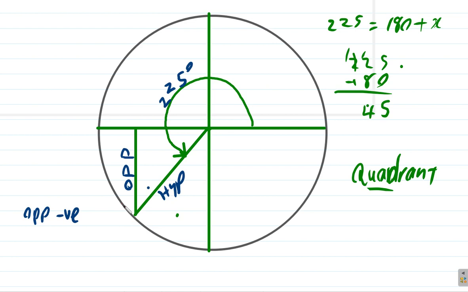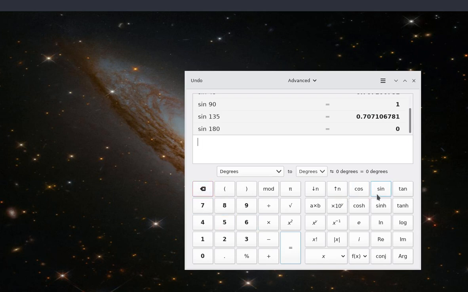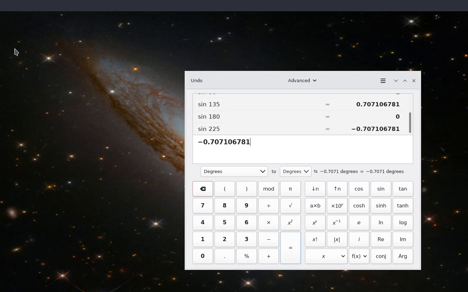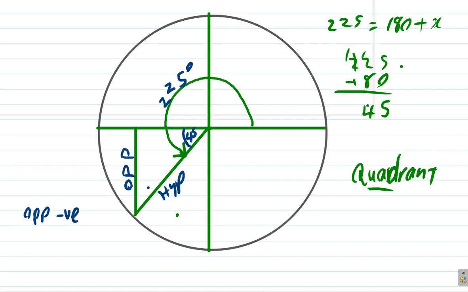Now, our opposite over hypotenuse will look like what? Remember, this angle right in here is 45 degrees. So the sine of 225 will look like the sine of 45, but it would be negative. Am I correct? Let us see. Sine 225 equals negative 0.707.